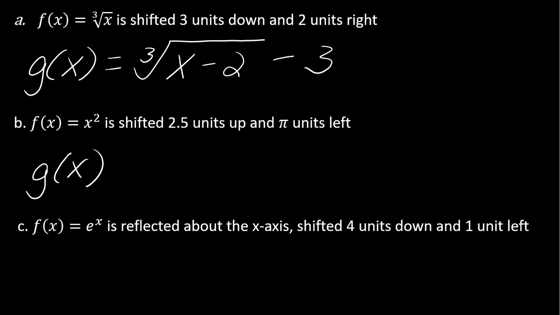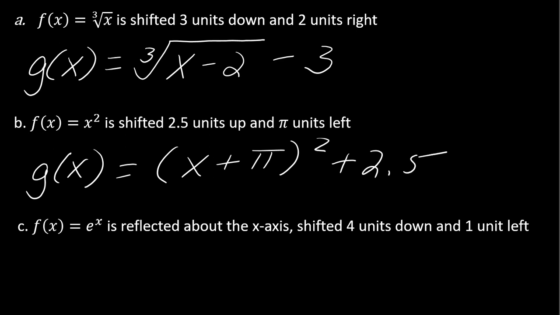Okay, so I'm going to write some function g of x. It needs to be x squared shifted 2.5 units up and pi units left. Inside of the function, that's where the pi units left is going to come in, so this is going to become (x plus pi) squared. That's going to move pi left. And then 2.5 units up, so that'll be plus 2.5.